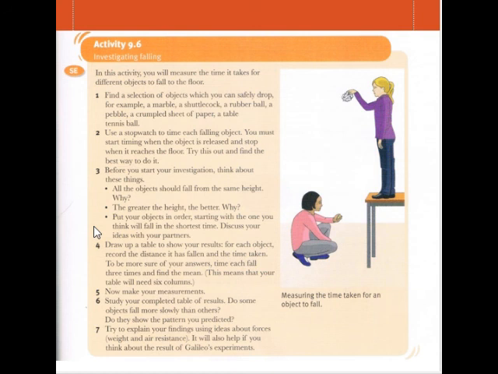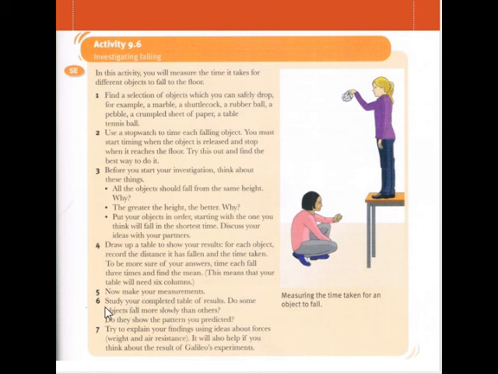To be more sure of your answer, students, time its fall 3 times and find the mean. That means that your table will need 6 columns. For example, for one object like this, you have to take at least 3 times, with the same height like this. With the same height, you have to calculate 3 times. Okay, now make your measurements.